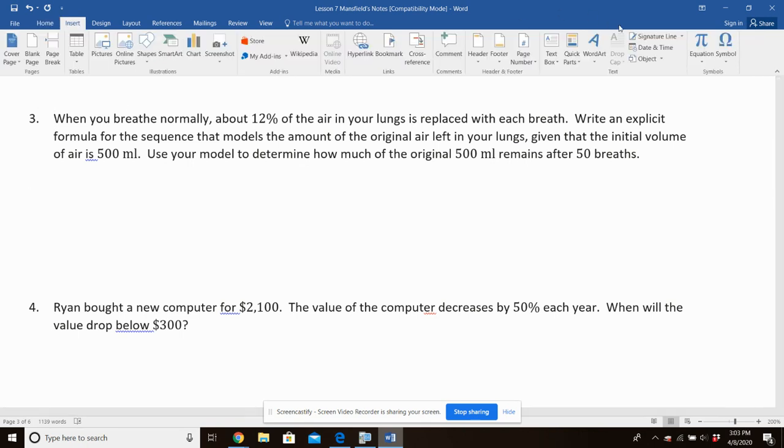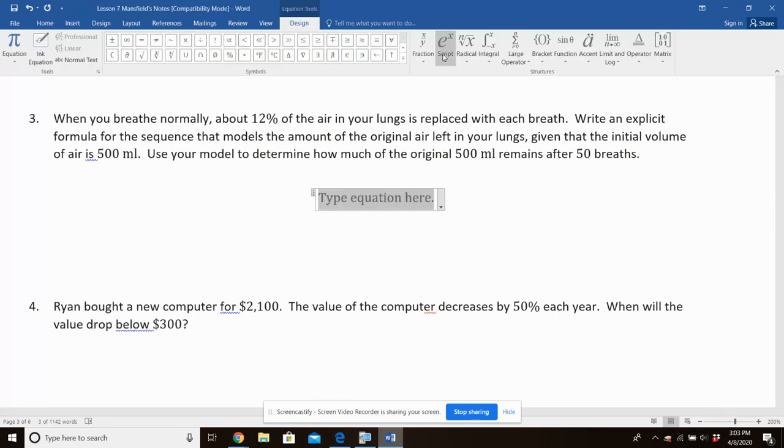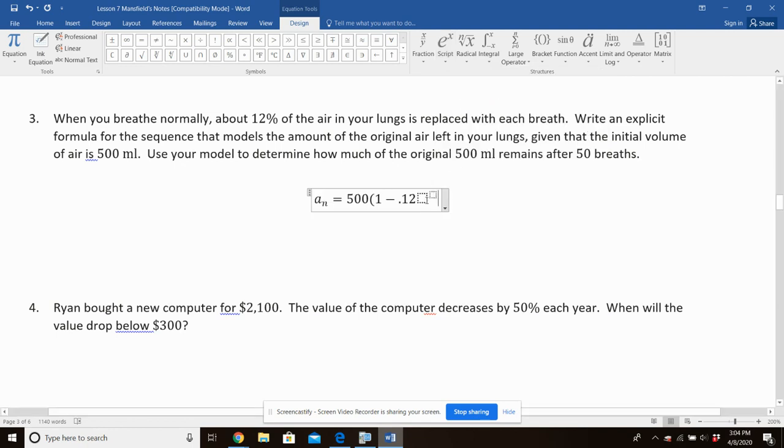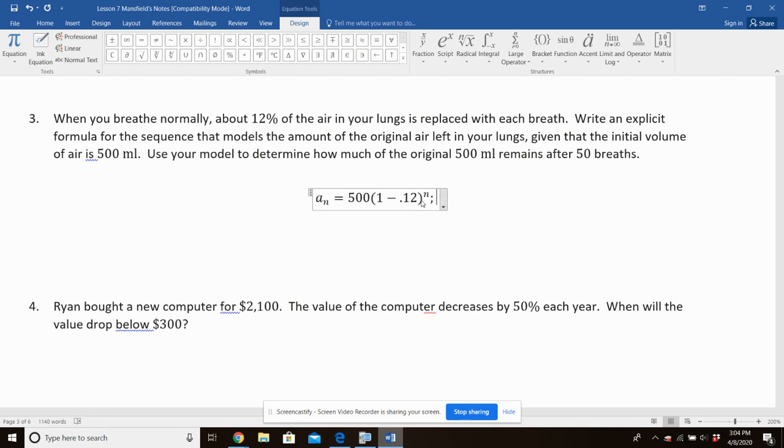So when you breathe normally, about 12% of the air in your lungs is replaced with each breath. So we need to write an explicit equation for the sequence that models the amount of original air left in your lungs, given that the initial volume of air is 500. So 500 is my initial amount. And because it's my initial amount, I'm only going to use n or t for my exponent, not the n-1 part. It loses 12%, so I'm going to say 1 minus 0.12 for 12%. And then my exponent again would just be n or t, whatever you prefer. So that is our explicit formula.